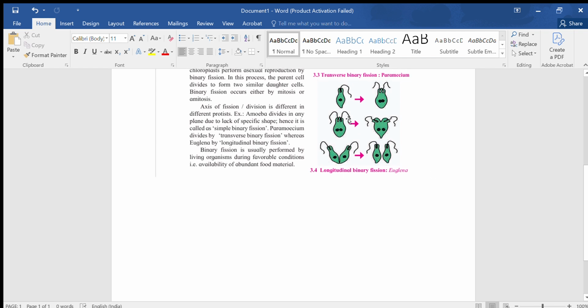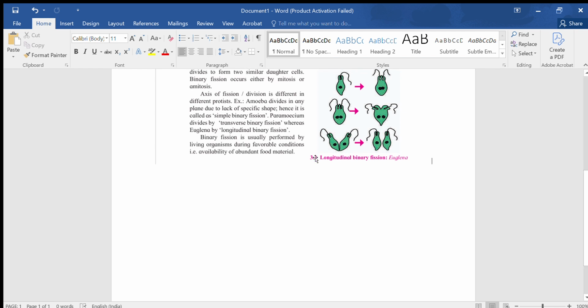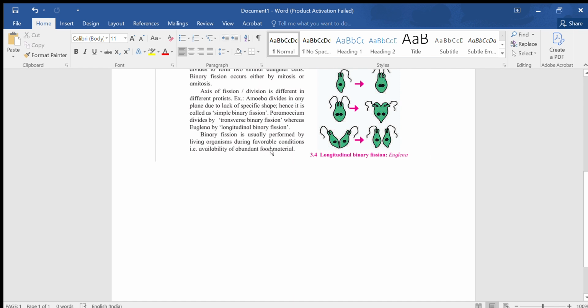That means vertical. And binary fission is usually performed by living organisms during favorable conditions, that is, availability of abundant food material. So let's see what the favorable condition is. In favorable conditions, the atmosphere and food are available for that organism to survive. The food is available and there is a good environment, then they reproduce themselves and generate a new cell.